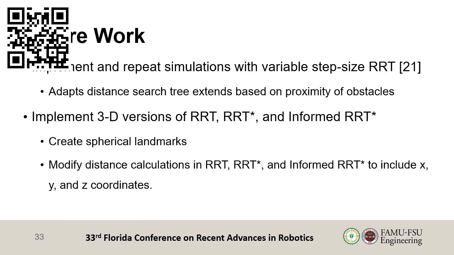Future experiments involve implementing and repeating the simulations with the variable step size RRT algorithm, which adapts the distance the search tree extends based on the proximity of obstacles. In addition, 3D versions of the RRT, RRT star, and Informed RRT star algorithms could be implemented so that they could be applied to robots such as unmanned aerial vehicles.